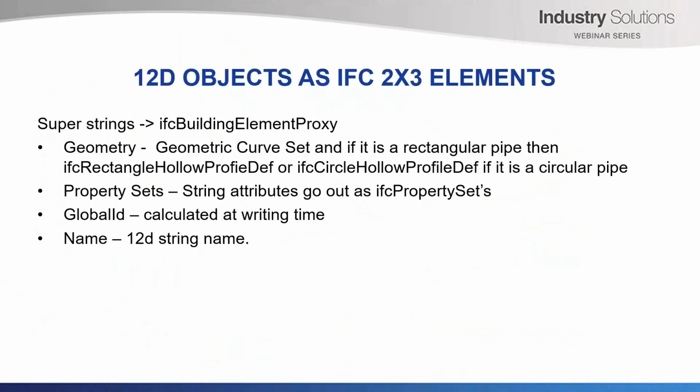The global ID that it has to have, that's just calculated at writing time. So at the moment, there's a way of calculating it unique in space and time. We calculate it when we write it out. And for the name, it's optional, but it can be there, we use the 12D string name. So basically a superstring can go out, its string attributes can go out, and we also can have the string name going out. So all that information goes out as an IFC building proxy.